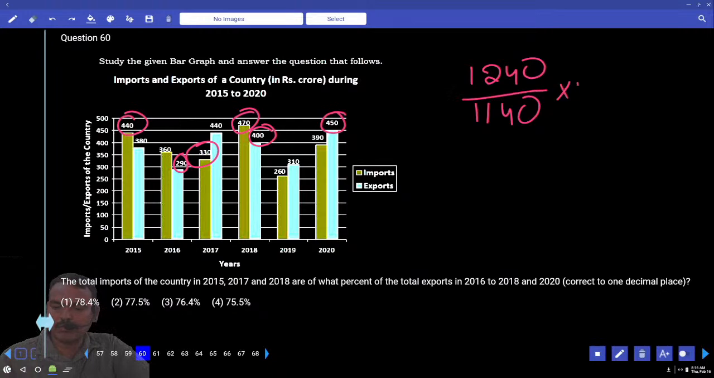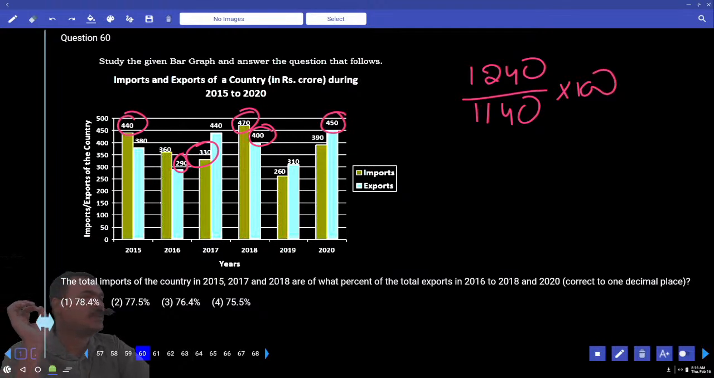Then into 100. 1240 is divided by 1140 into 100. Are we getting more than 100% or less than 100%? More than 100%. But all the options given are less than 100%. That means the question has a mistake. The question is correct, but the options are mistaken.